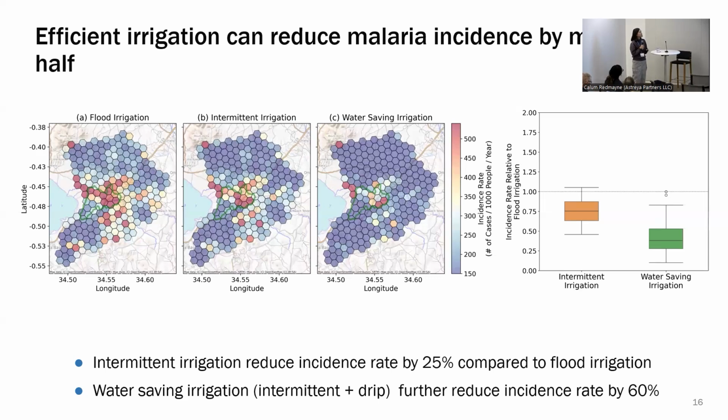Here we show the spatial distribution of annual average malaria incidence rates for the irrigation strategy scenarios. So as expected, we see a gradual reduction of the malaria hotspots when more efficient irrigation is applied. And the incidence rates decrease about 25% for the intermittent irrigation and 60% for the water-saving irrigation.